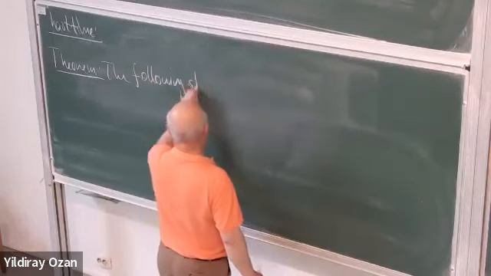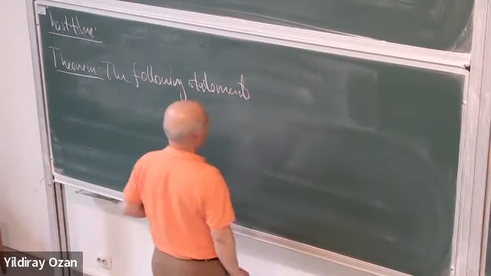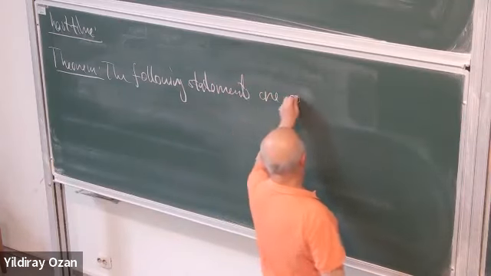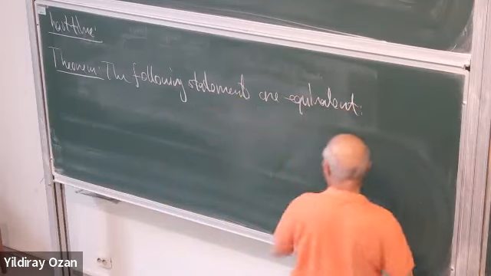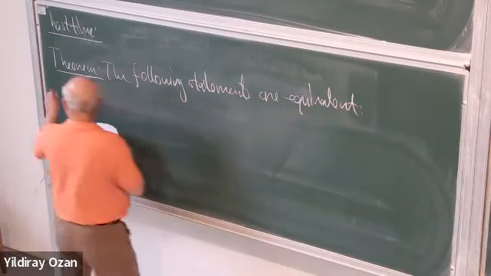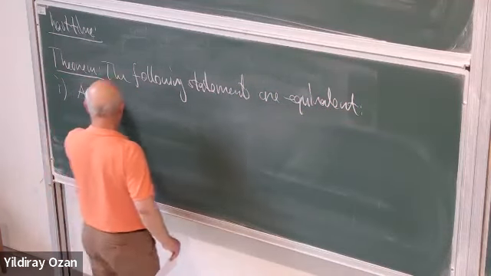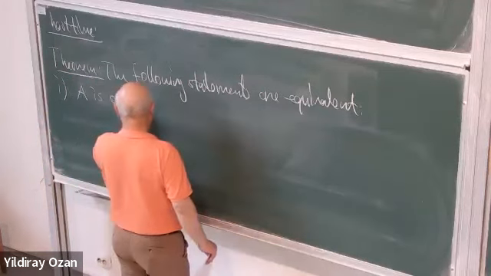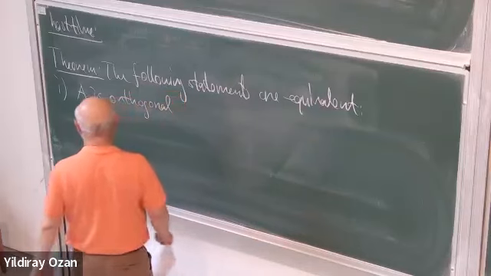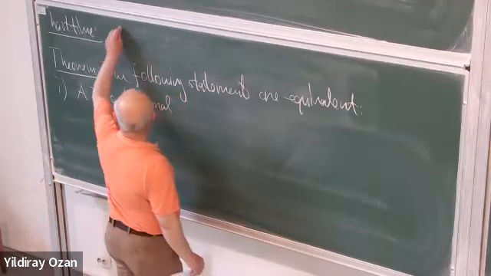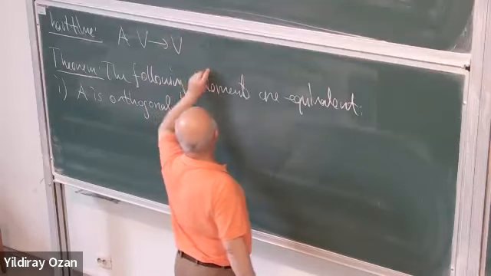The following statements are equal. First one is A is orthogonal. Yani burada artı bir neydi? Böyleden böyle yani operatör.